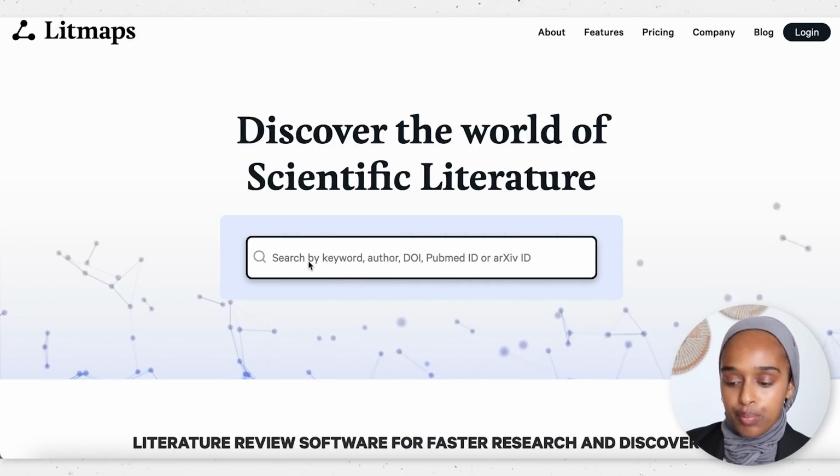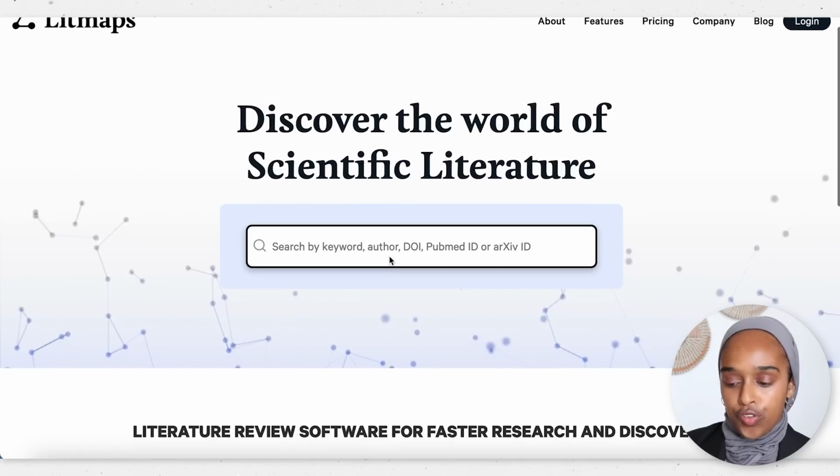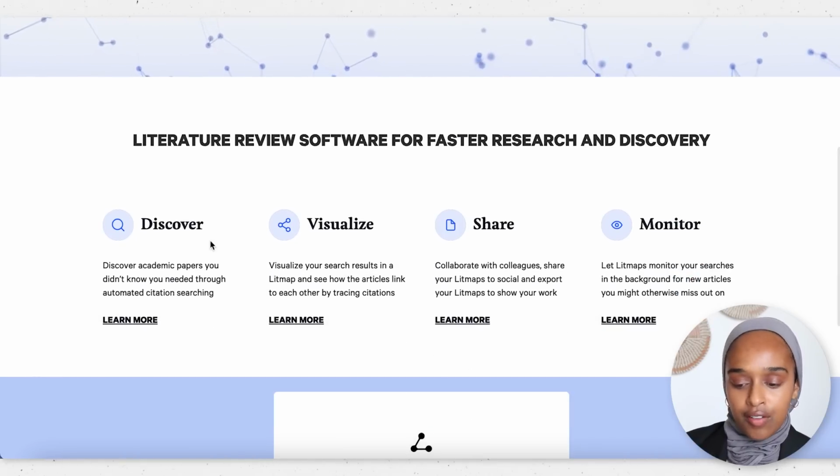Okay, moving on to the next one. The next one is called Litmaps. Essentially the name tells you what it does. It's a map of the literature. As you can see here, you can input your keywords and search for some literature or an author, or if you know the specific papers, you can also do it like that. And you're able to discover new papers.